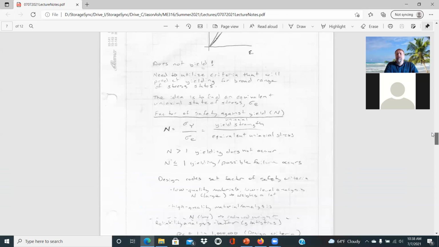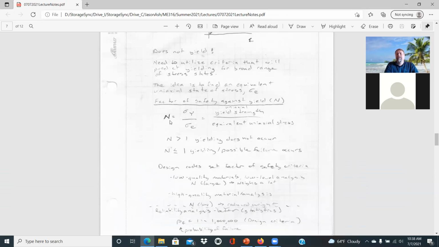And so once we know that equivalent uniaxial stress, we can calculate our factor of safety as just our uniaxial yield strength sigma y divided by sigma e, our equivalent uniaxial stress. And again, remember with factors of safety, if n is greater than 1, yielding wouldn't be predicted to occur, but if it's less than or equal to 1, yielding would be possible, and failure could occur as well. And that's a failure due to the stress exceeding the strength of the material, essentially.